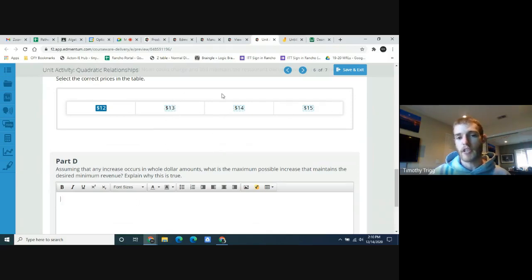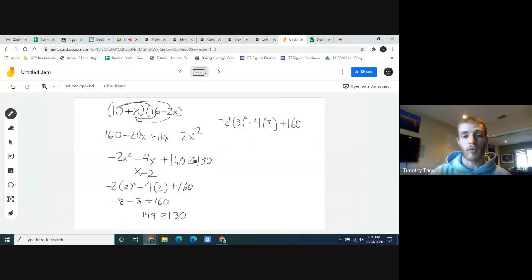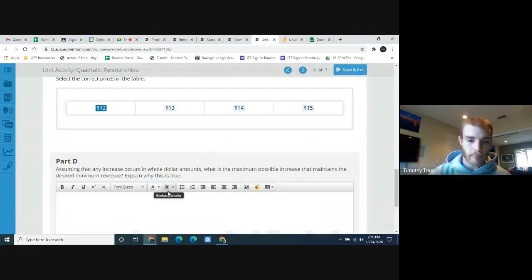If 13, 14, and 15 all don't work, well, we know 12 does. So you'd say 12 is the greatest dollar amount. But if 13 works, you'd say 13. Okay, so whichever value is the highest, but also gives you something greater than or equal to 130, that's the one you want to go with, and explain that there.